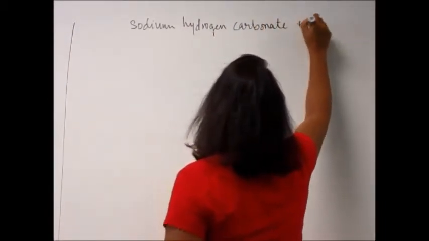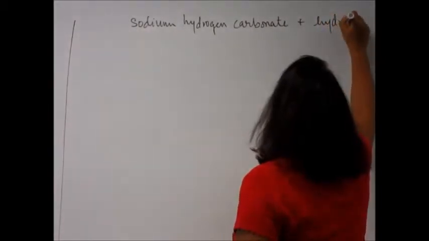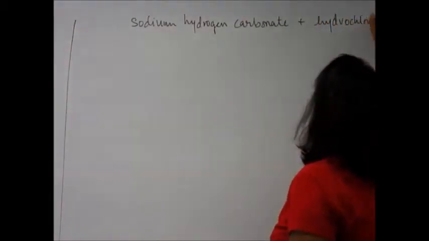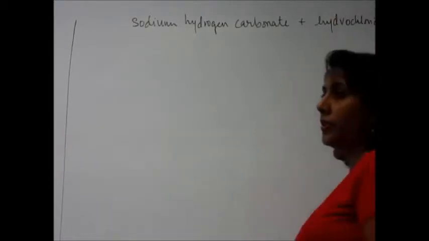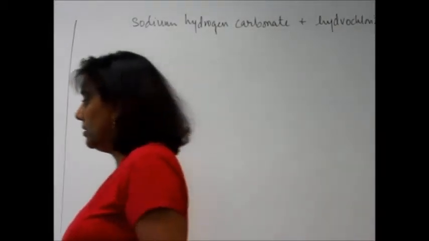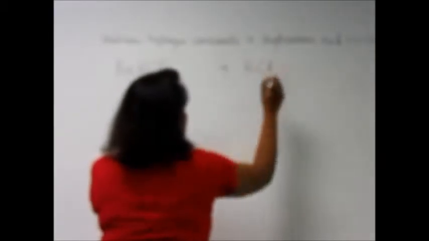Sodium hydrogen carbonate and hydrochloric acid. Go ahead and write this out too, please. I'll give you 30 seconds. Sodium hydrogen carbonate. Okay, that's the formula. And then we have hydrochloric acid, which is HCl.